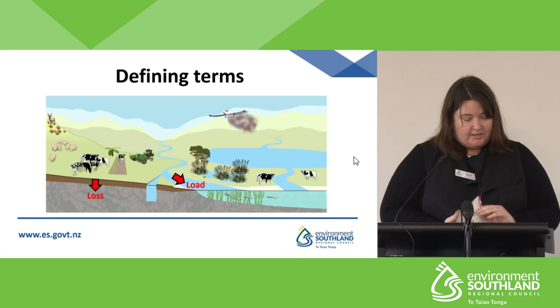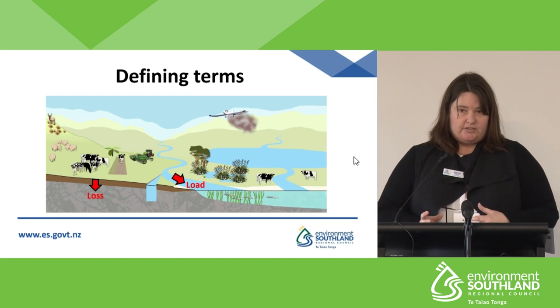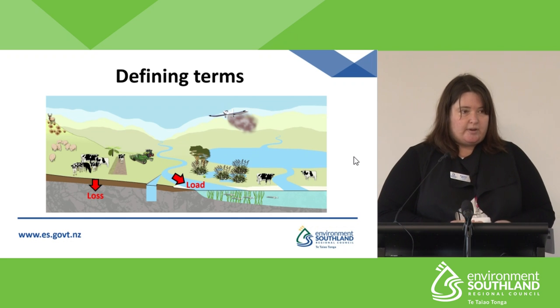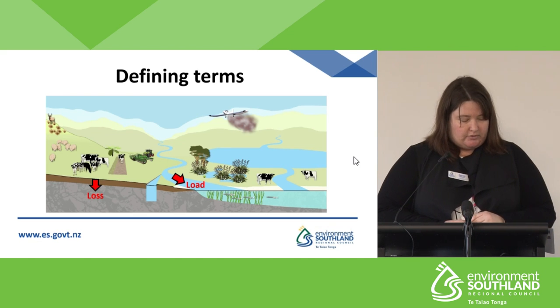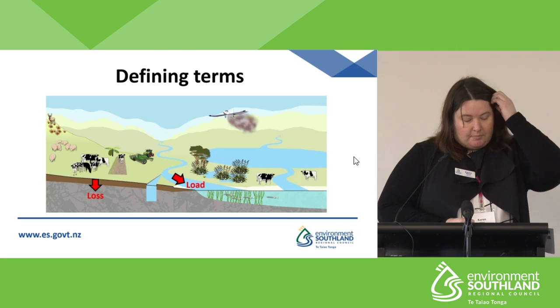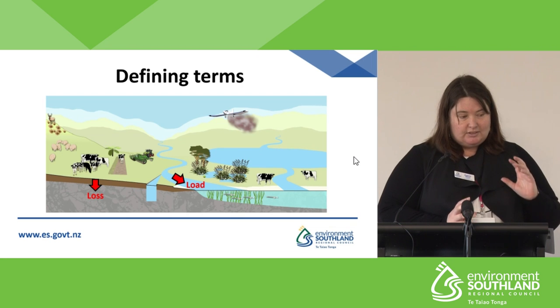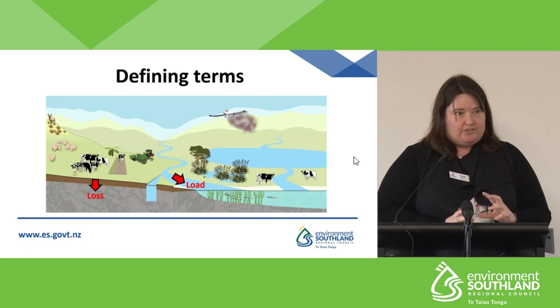A load is the mass of contaminants being transported past a given point over a given time. And so generally we tend to talk about in-stream loads. So it's the amount of contaminant moving past a point in a stream over a given time. The difference between the source load and the in-stream load is catchment attenuation.